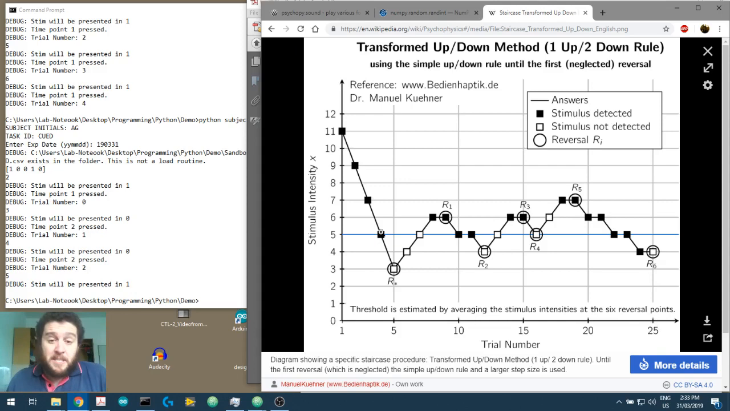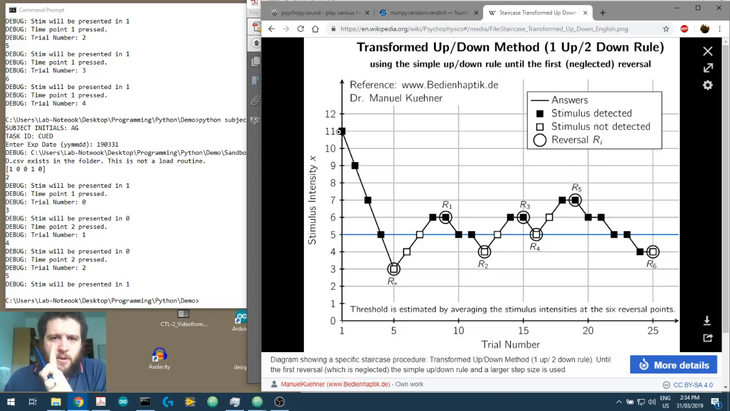But with this pattern, you should now be able to predict what the next stimulus would have been based on the pattern of responses. In this case, because they got it incorrect, it would have gone up. On the 26th trial, it would have gone up to 5. So this is quite a complicated picture, but it tells us everything that we need to know for this style of adaptive staircase measure. It's called a transformed up-down method, using a simple up-down rule until the first reversal. Now, there's a lot of information there. Let's go through this step by step.